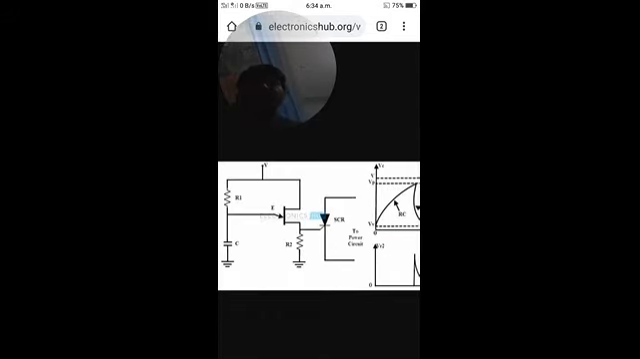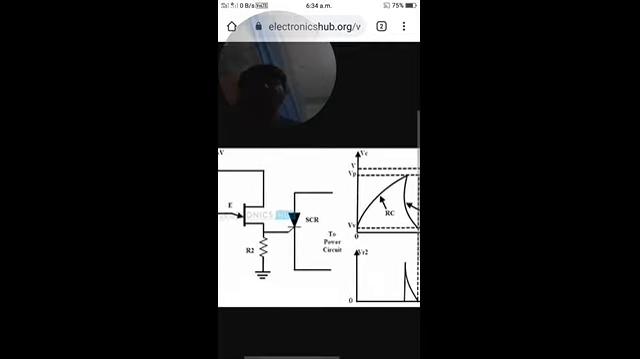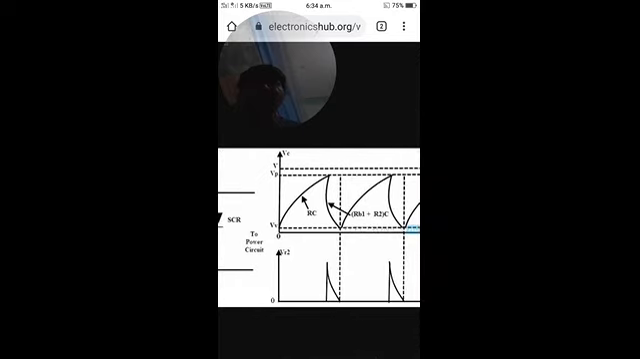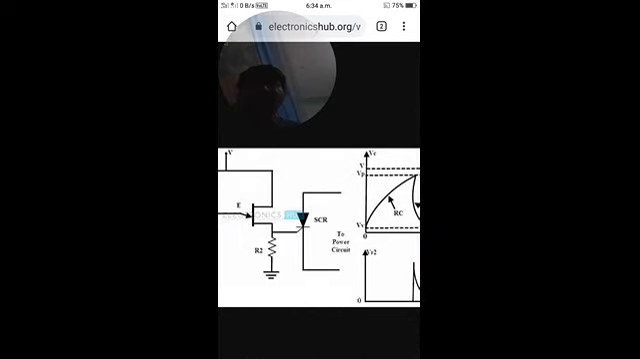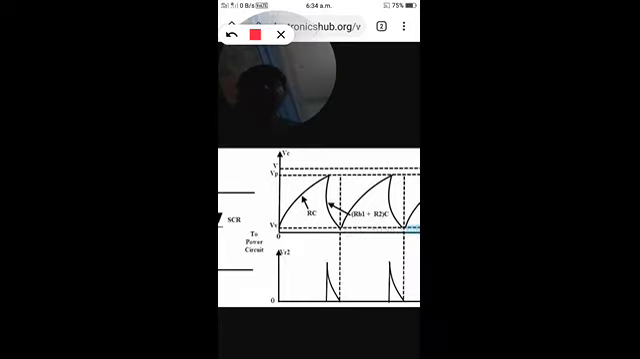When the capacitor voltage reaches the value equal to VP, then the emitter base 2 junction is forward biased and the UJT starts conducting the current. When the UJT is conducting, it happens when the emitter voltage, which is the capacitor voltage, becomes equal to VP. At this point the UJT is conducting.